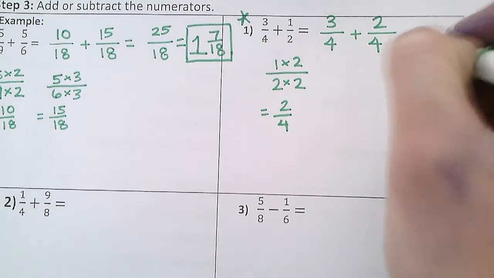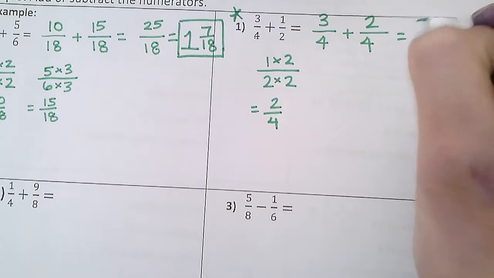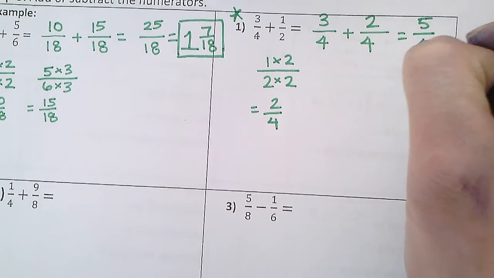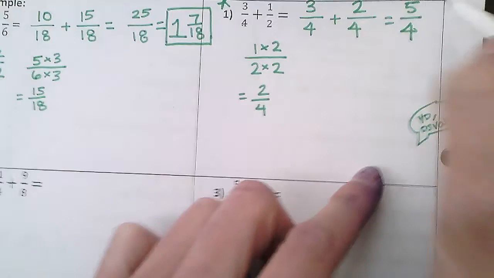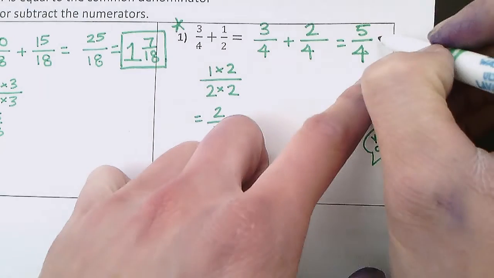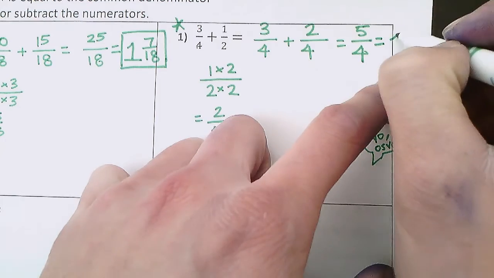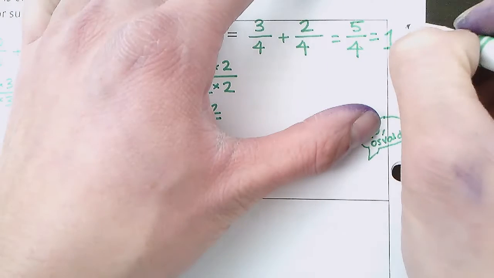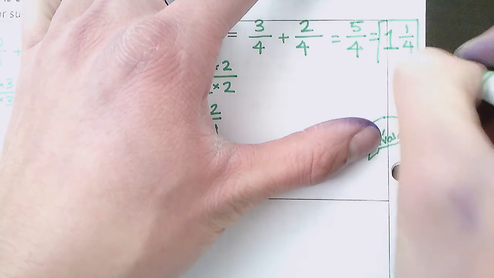And now I can add these up. 3 plus 2 is 5, and 4, the denominator stays the same. So we have 5/4. Since this is an improper fraction where the numerator is bigger than the denominator, I think to myself, how many times can 4 go into 5? Once. And what would be left over? 1. So 1 and 1/4 is my final answer.